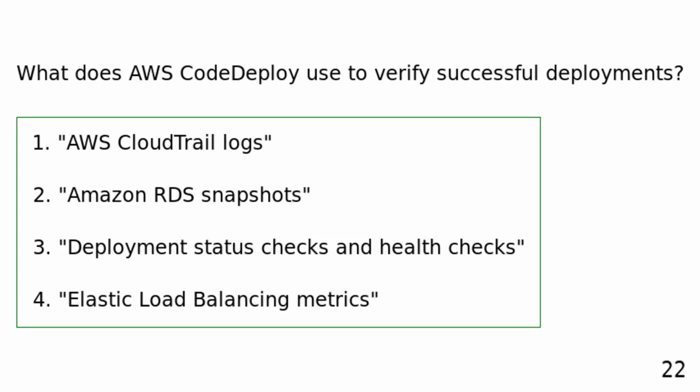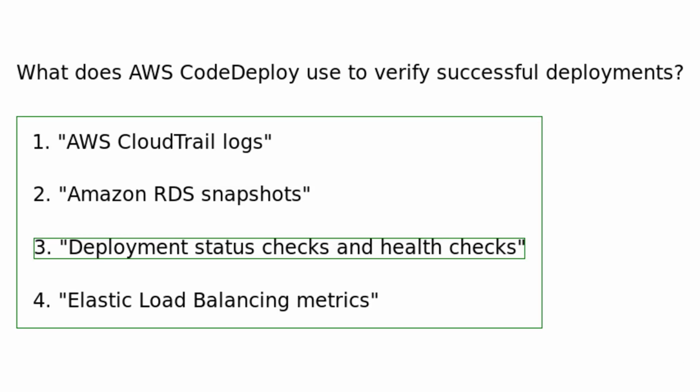What does AWS CodeDeploy use to verify successful deployments? AWS CloudTrail logs. Amazon RDS snapshots. Deployment status checks and health checks. Elastic Load Balancing metrics. AWS CodeDeploy verifies successful deployments using deployment status checks and health checks configured during deployment.